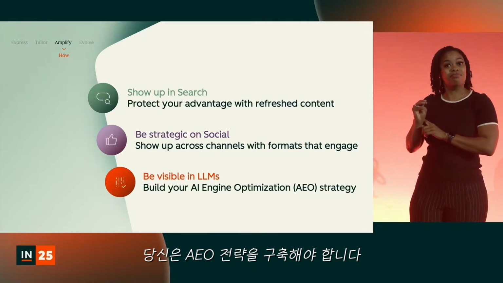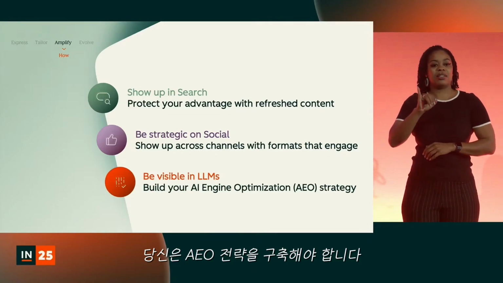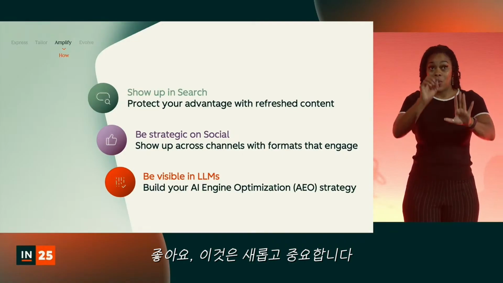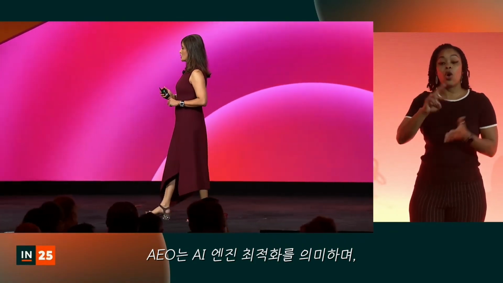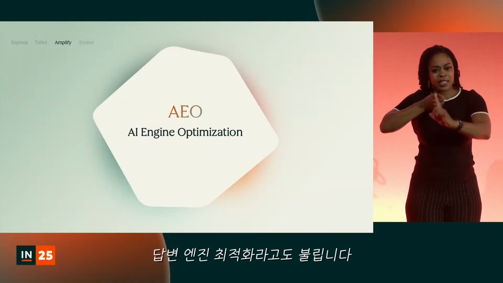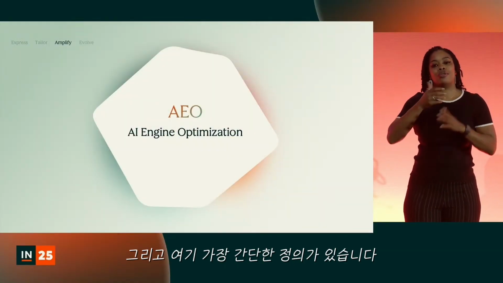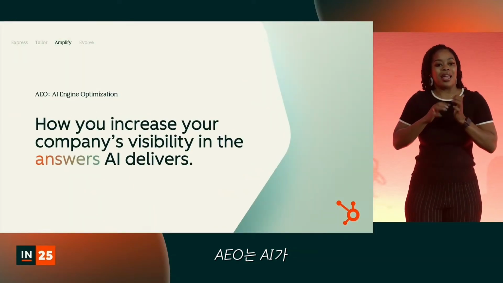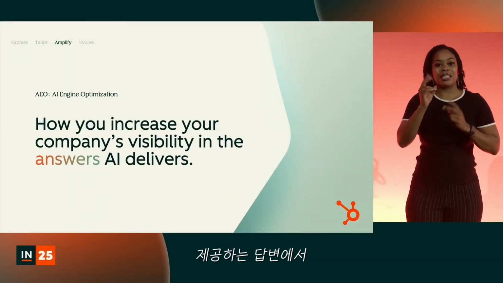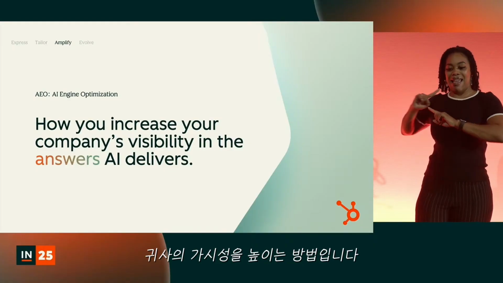You have to build your AEO strategy. Okay, this is new, and this is big. AEO stands for AI Engine Optimization, also called Answer Engine Optimization. And here's the simplest definition. AEO is how you increase your company's visibility in the answers AI delivers.